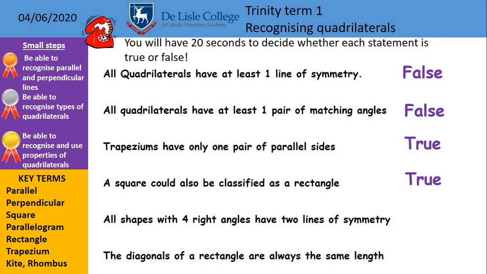All shapes with 4 right angles have 2 lines of symmetry. That would be false. And the diagonals of a rectangle are always the same length. That would be true.